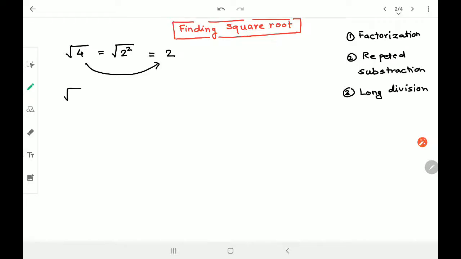So this is the way how we can find the square root of a number. So imagine if it is 36, which is 6 square, the square and the root get cancelled and I'm getting 6 as the answer. So this is the way how we can find the square root.